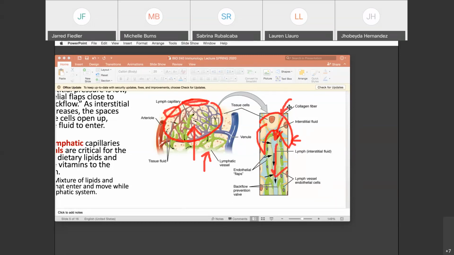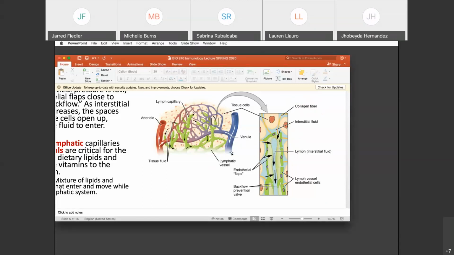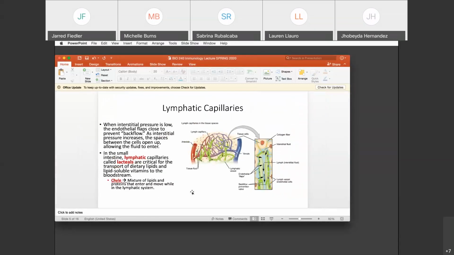Now, one thing I want you to remember too. I may ask a question on this, I'm not quite sure yet, but know that the collagen fiber over here is going to be essential for holding everything together. It's a scaffold for the lymph vessel. The reason why the lymph vessel here could be held like this is because of the collagen fibers. Without the collagen fibers, it's going to be too loose and it won't stay together physically. So that's all I need you guys to know about this.